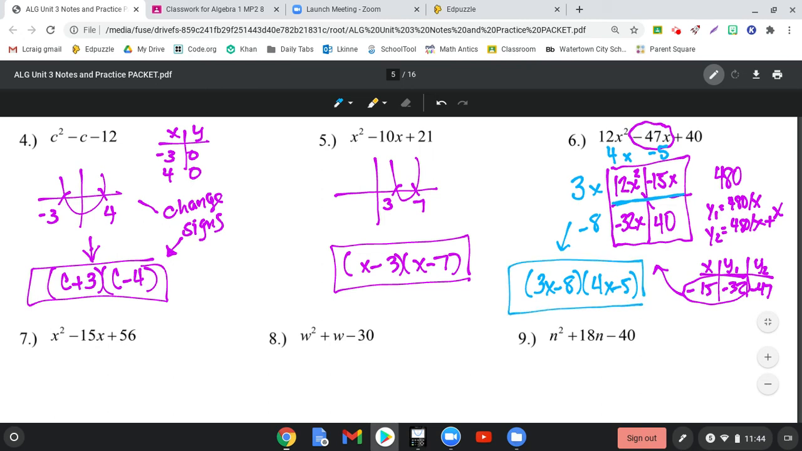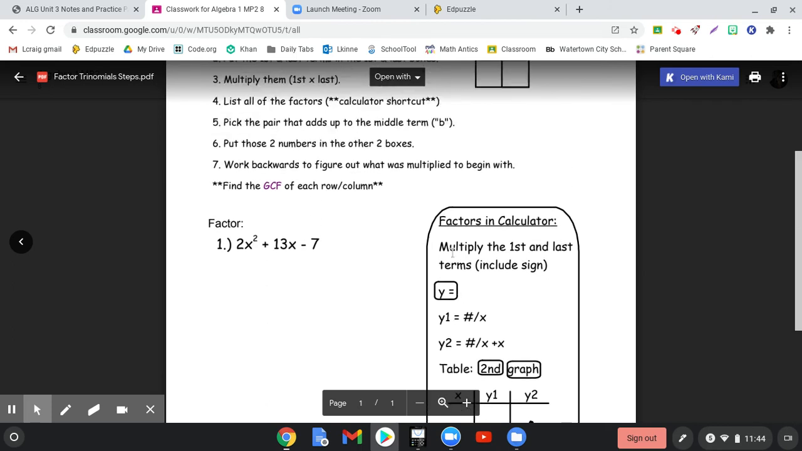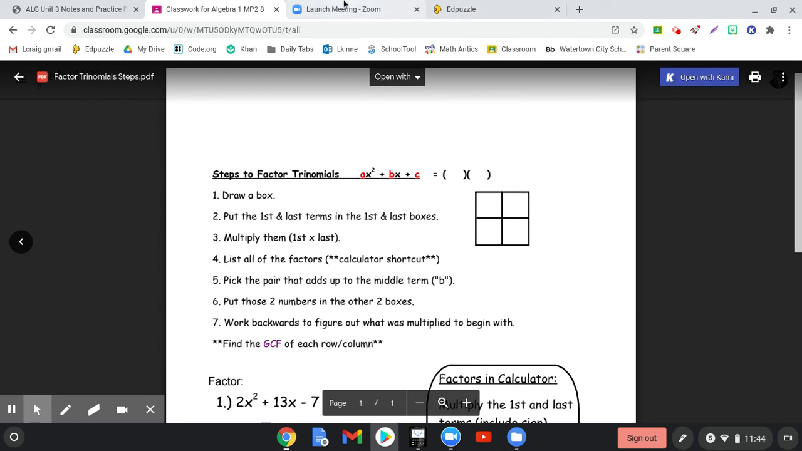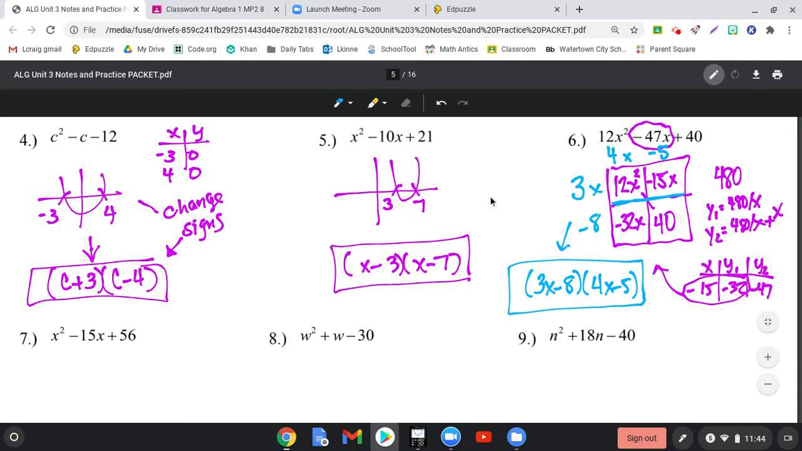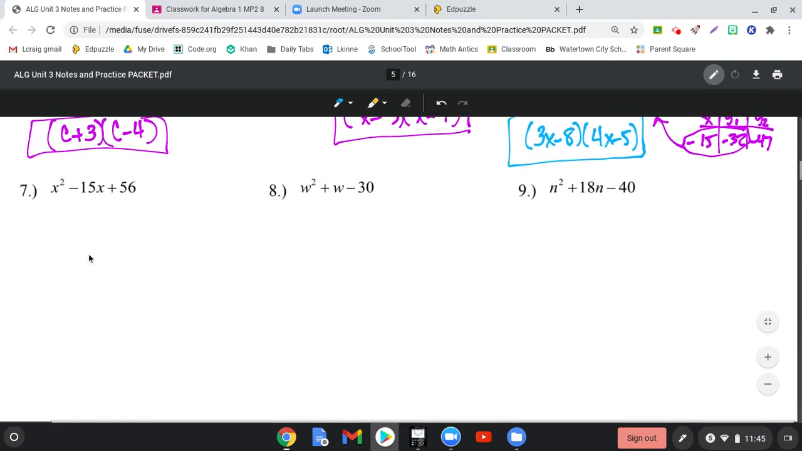Those are the tricky ones, but again, you have these steps to use. Use them. Okay, you can use them on all your tests and quizzes too. All right, let's do one more, and then we'll call it.